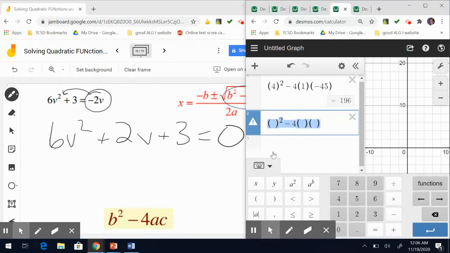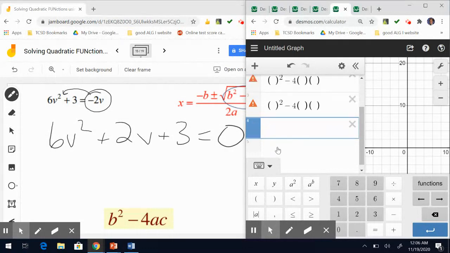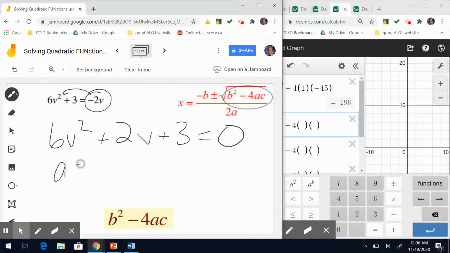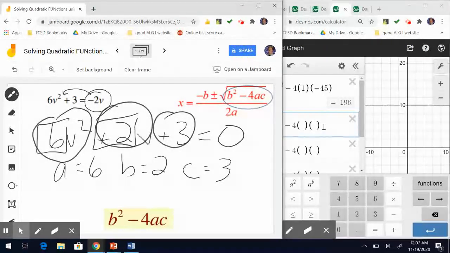Copy and paste. Do it one more time, just so I have other problems I can put in here. Again, ABCs, what's my A? A is 6, my B is 2, and my C is 3. And again, I'm just using the coefficients in front of my quadratic term, my linear term, and now my constant. And I just plug that in here.